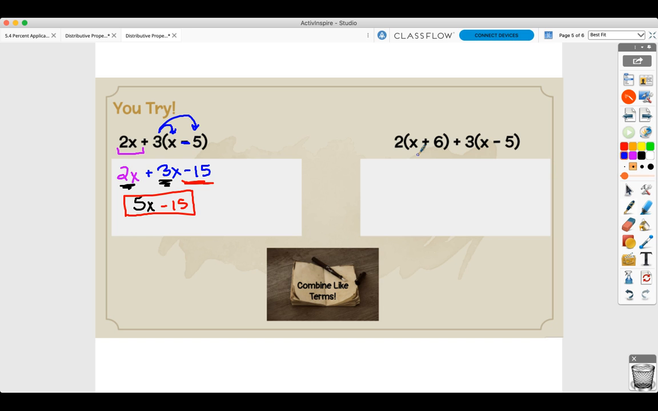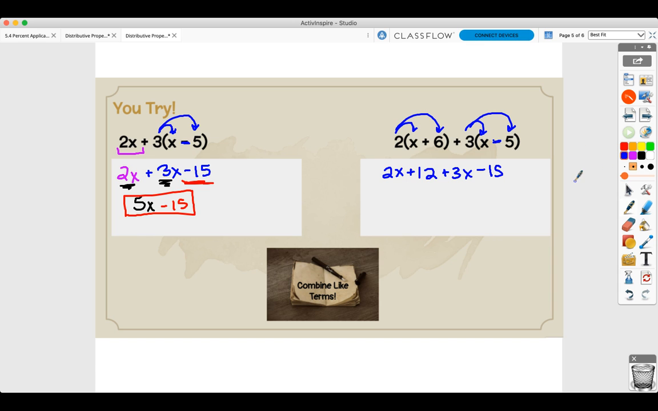In this problem, you'll see that you have 2 parentheses and you have 2 distributions going. That's completely fine, and it occurs. So you're just going to distribute that 2 to both of these. So 2 times x is 2x. 2 times 6 is positive 12. And now I can distribute that positive 3 to both of these. So 3 times x is positive 3x, and 3 times negative 5 is negative 15.